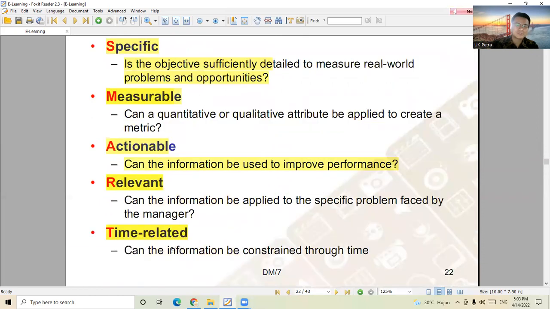Because each of us has limited time, same as a company, they have very limited time. Of course, time should be included in our strategic decision making, or digital marketing strategy. For example, each campaign should have a time period. We cannot have a very long campaign.